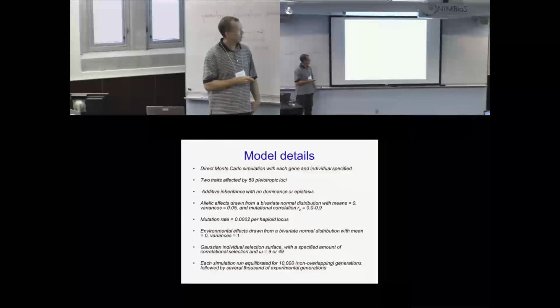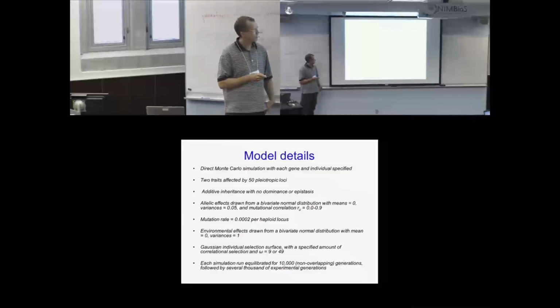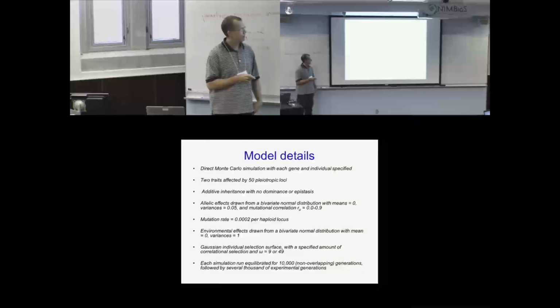This model also involves environmental effects, and we draw those also from a bivariate normal distribution with a mean of 0 and a variance of 1. In a way, this sets the scale for the model, because if you think about heritability, it's the additive genetic variance divided by the total phenotypic variance. Well, this is determining the amount of phenotypic variance that you have. So in some ways, that's the scale of the model.